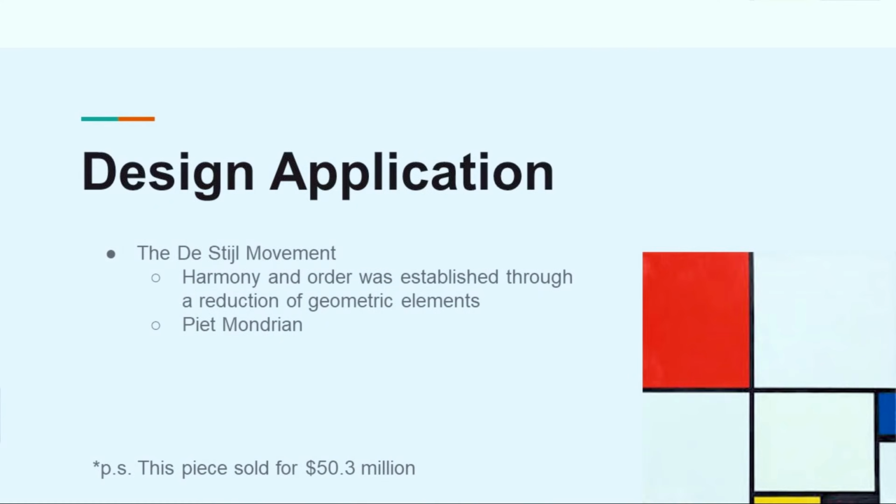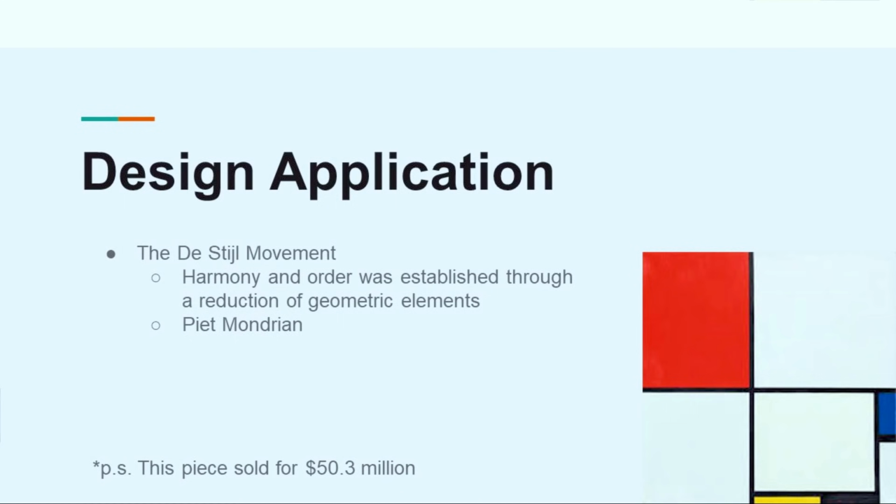This movement, I think, is really neat. And this is called the De Stijl movement. And this piece is by Piet Mondrian. And it sold for $50.3 million. Wow. That's all I have to say.